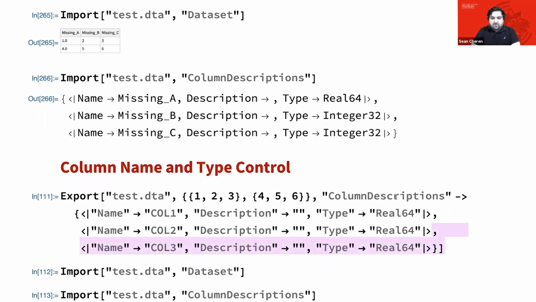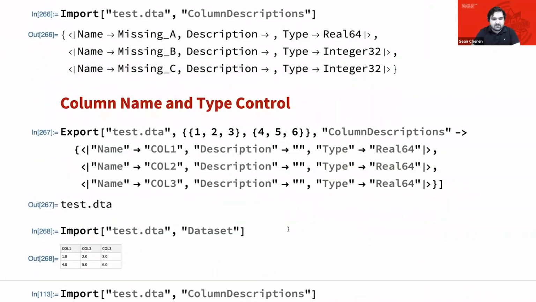You'll see that there's a column descriptions option that gets passed to the function export. In import, we also have an element called column descriptions. You can pass one of these specifications directly to that option and embed the names, descriptions, and types of your columns using this option.